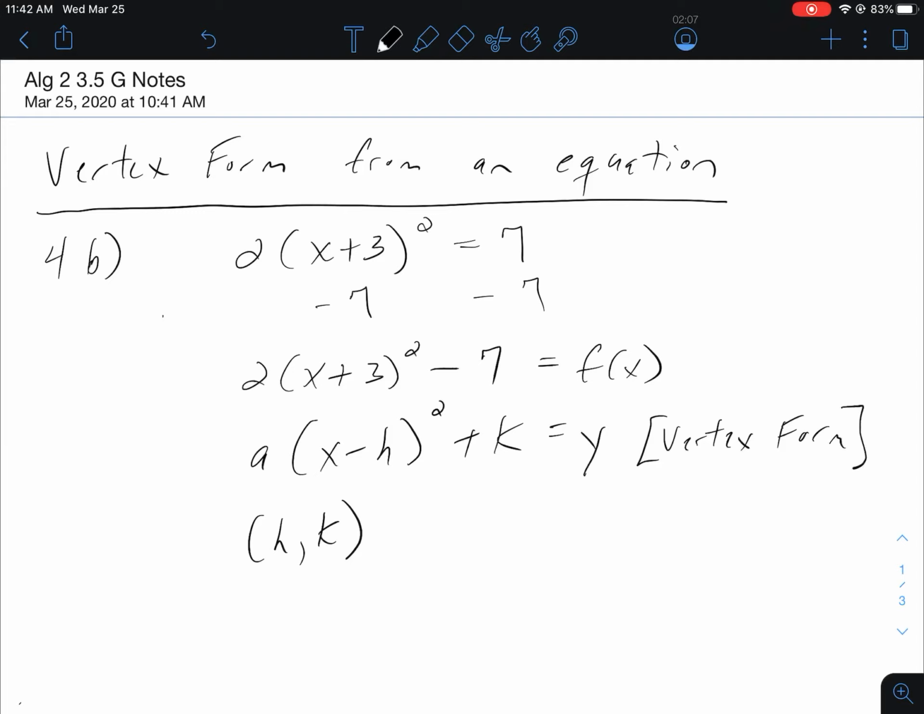And obviously once you have it in your vertex form, that kind of delineates your vertex there pretty easily. And we'll get back to that in a little bit too when we add to it.